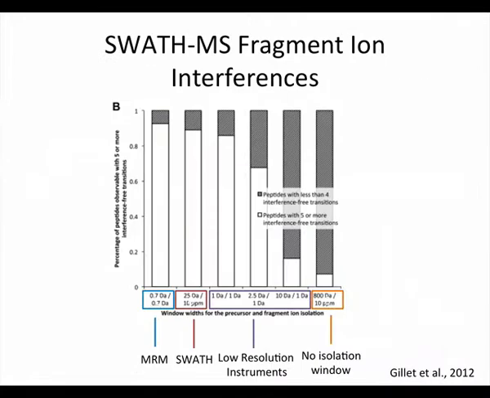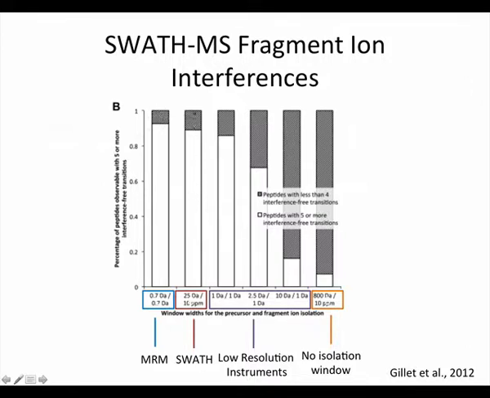So I'm actually not going to go through that, but here's just looking at interferences. So here is MRM, and the black bars here are peptides with less than 4 interference-free transitions, and the white is peptides with 5 or more. So the more white we have, the less interference. So here in MRM, we have very few. It looks like about 5%.